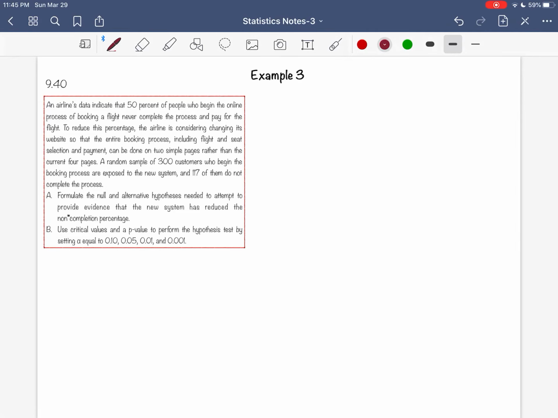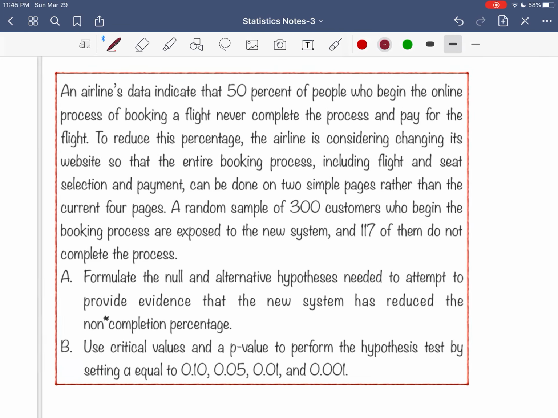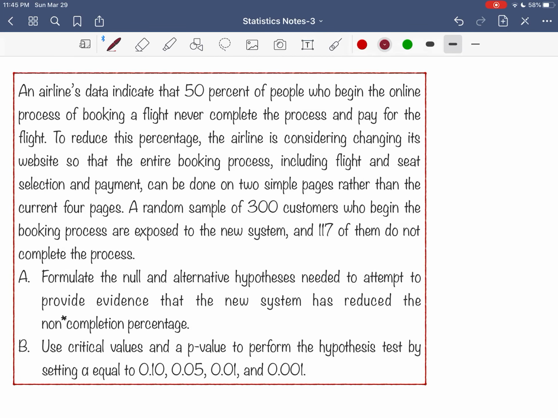So welcome back. Final example from chapter 9. This example deals with an airline that is concerned that 50% of people who begin an online process to book flights never actually go through with it, never actually pay, and they would like to reduce that percentage.